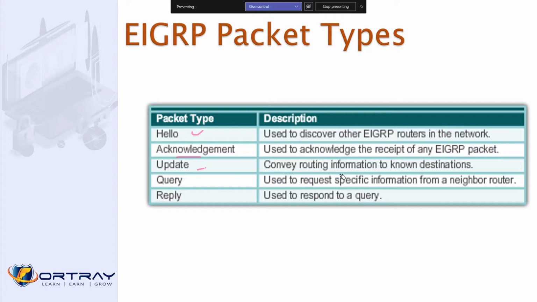So these are the 5 packet types we have. Hello, which discover the neighbors. Acknowledgement, once you receive the neighbor's update information, you acknowledge that. Update, convey the routing information. If you have a known destination, you send the routing update to the next hop router. Query, used to request specific information from the neighbor table. If you do not know any route, you send the query packet. Reply, used to respond to query.